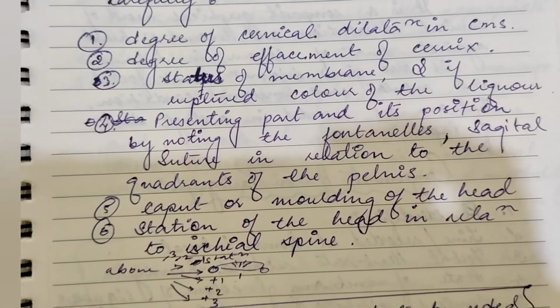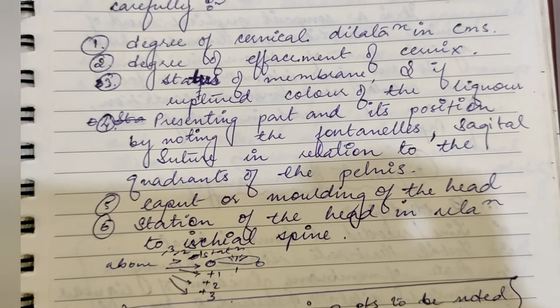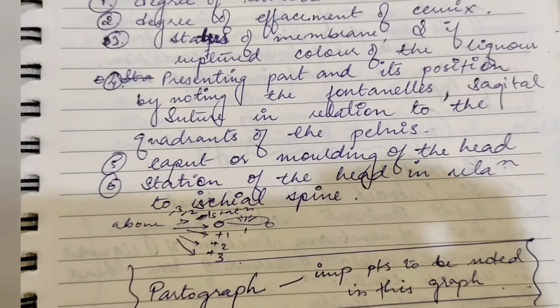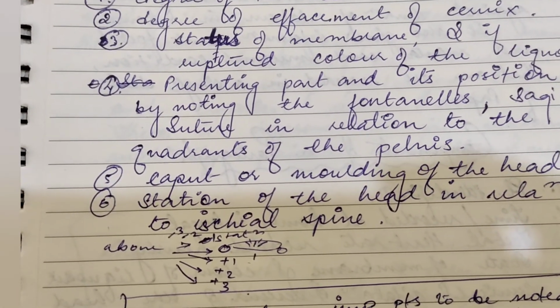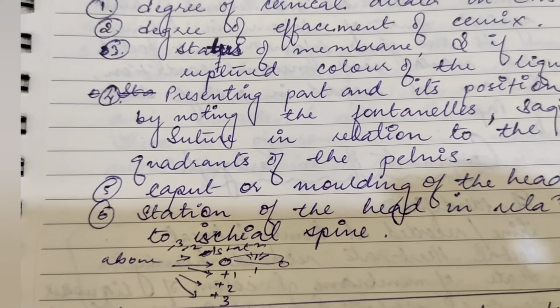Number 4, presenting part and its position by noting the fontanelles, sagittal suture in relation to the quadrants of the pelvis. Number 5, caput or molding of the head. Number 6, station of the head in relation to ischial spine.